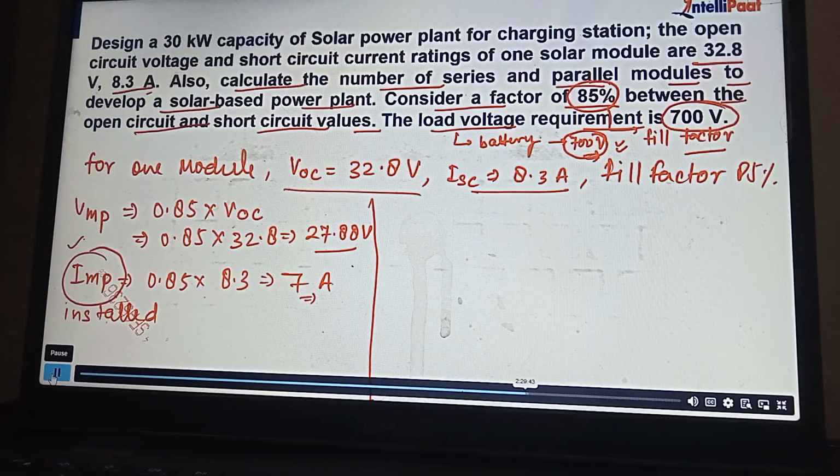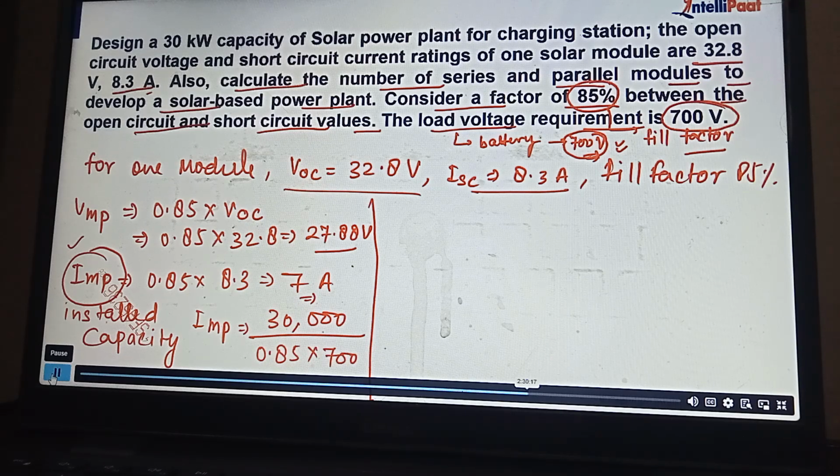And try to keep it in mind. IMP is the current of one panel. So installed capacity, what is the installed capacity? 30 kilowatt. And what is the voltage? Because P is equal to V into I, so you have to put this total voltage. Total voltage will be 0.85 multiplied by 700. So IMP of a total installed capacity that we can calculate: 50.42 ampere.